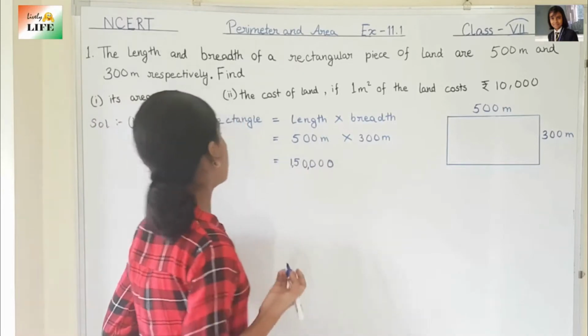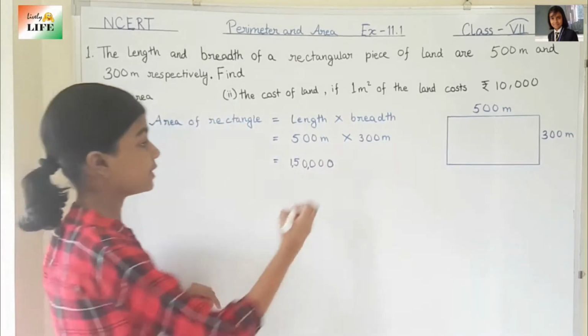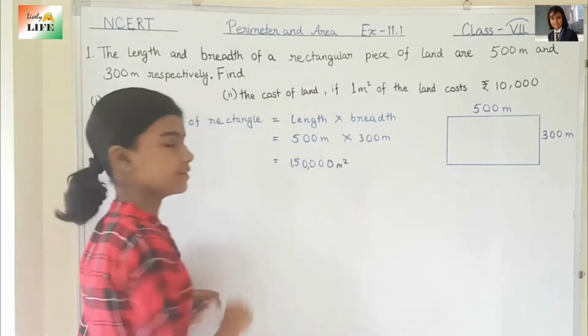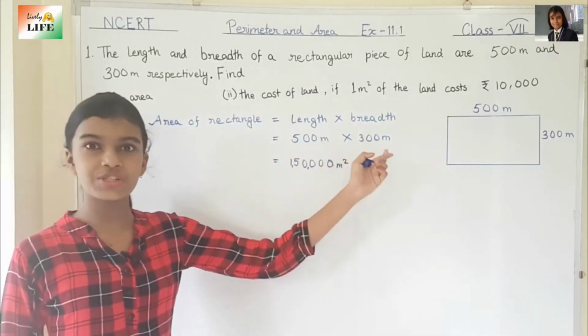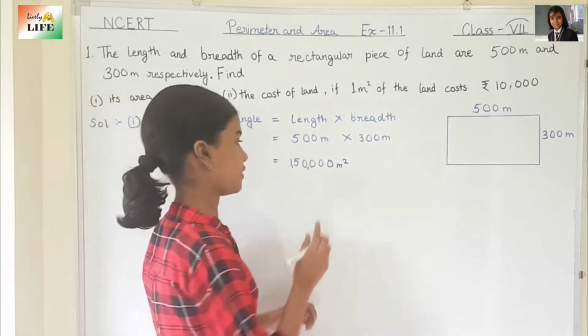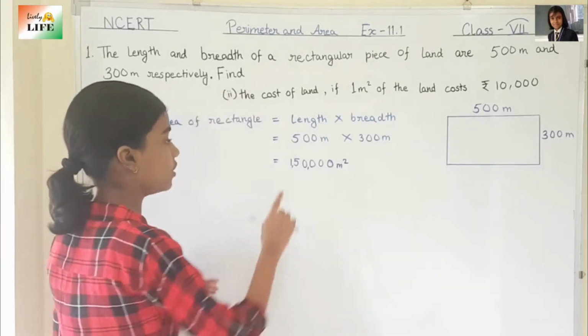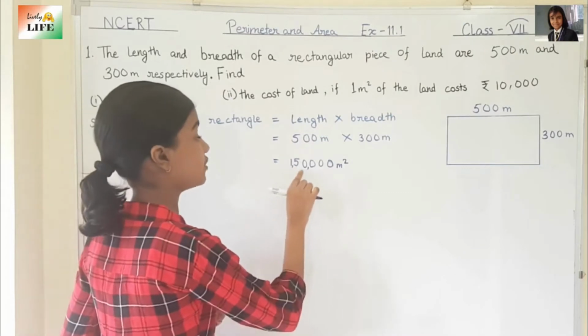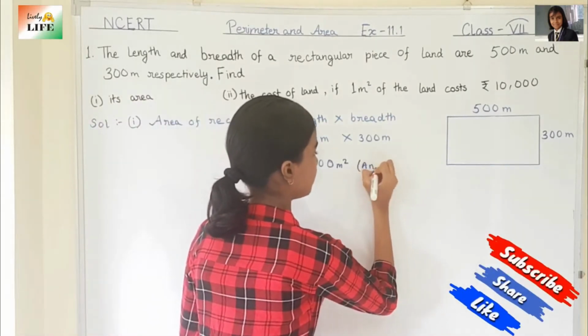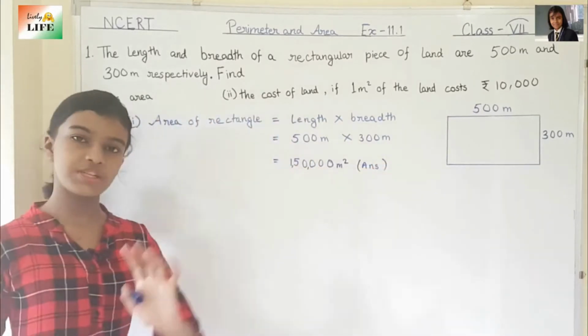1,50,000. So what is the unit of area? We cannot write meter, okay? Then it will be wrong. The unit of area is meter square. Okay, because meter into meter, it is meter square, right? So the unit of area is always meter square. If you write meter, then it will be wrong. So what is the answer? 1,50,000 meter square. The area of this rectangular plot is 1,50,000 meter square.